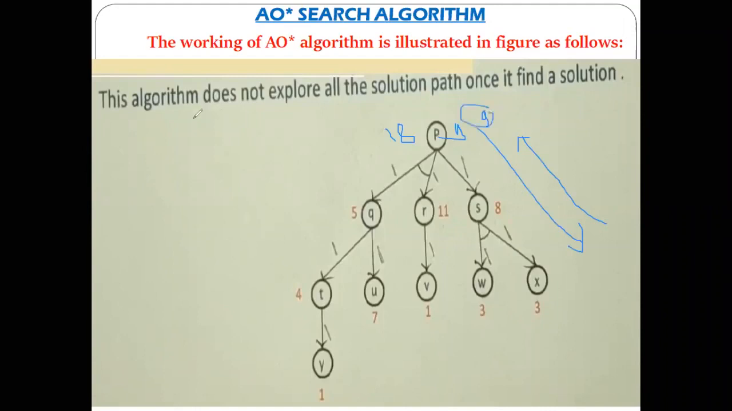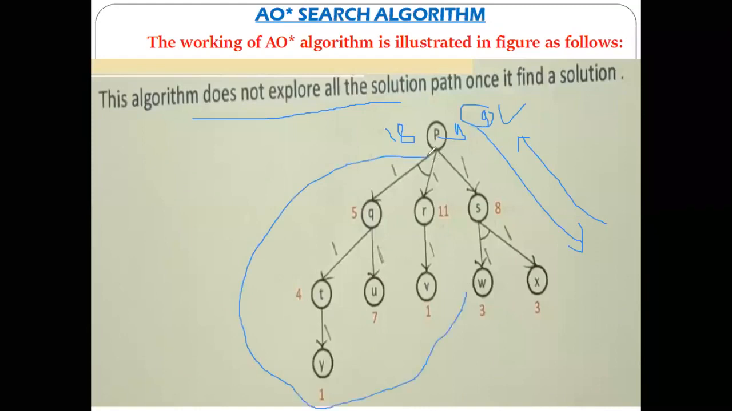And what the AO star recommends is that you should not explore further once you get a single solution, correct? And we are calling it one of the drawbacks of AO star, okay? We have to prove whether it is a drawback or not, correct? So we will go on searching in this direction also, just to prove that it is the drawback of AO star. You are getting it?